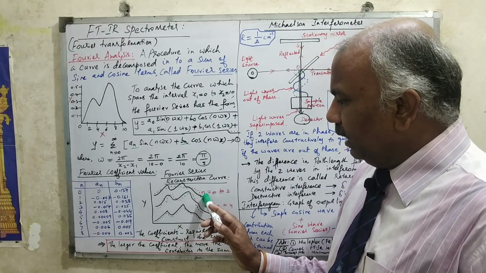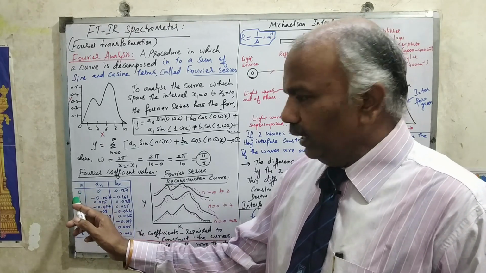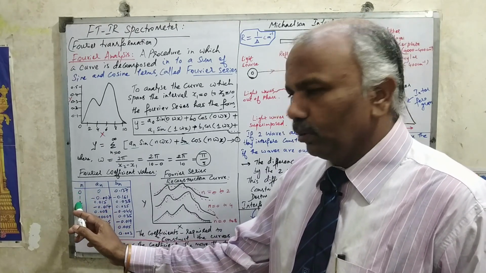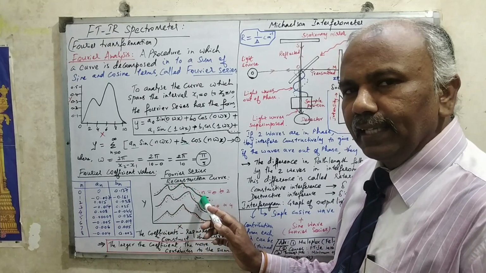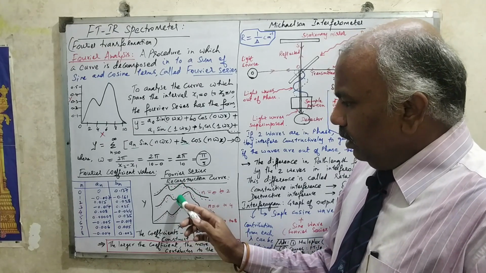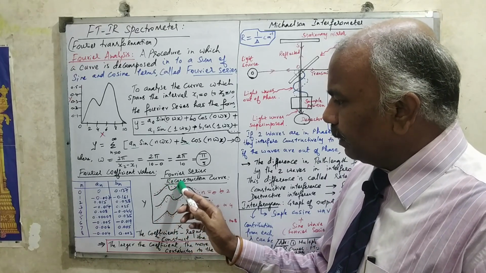So why? Because n is equal to 0 to 2. I am taking only three Fourier coefficient values: n is equal to 0, n is equal to 1, n is equal to 2. If I take these three values, the curve is not fitting exactly with the original curve. That is, the reconstruction curve is the dotted line and the original curve, your expected curve, is this one, right?